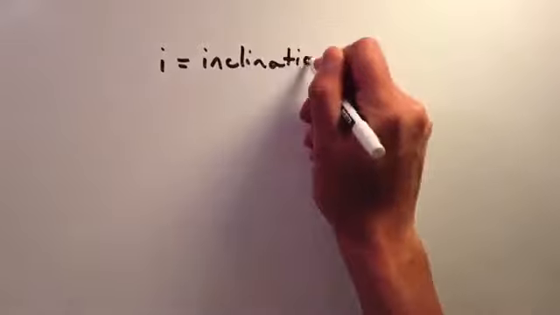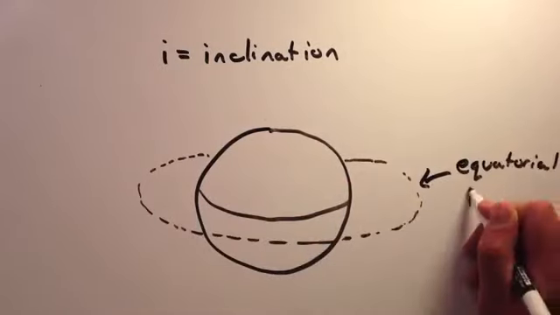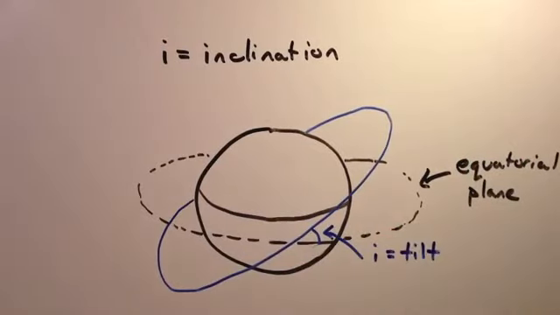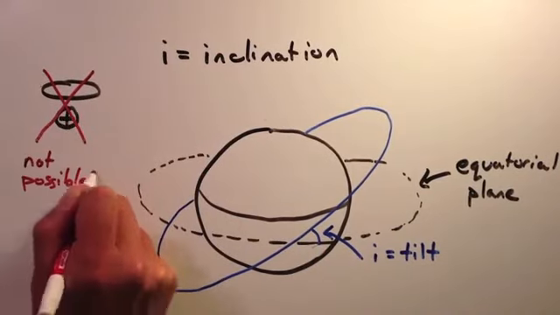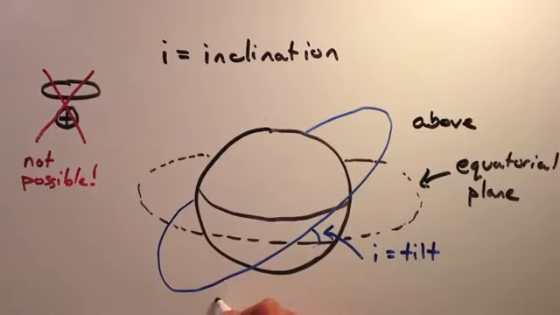I is the inclination of the orbit. This parameter describes the tilt of the orbital plane. When a satellite orbits the Earth, its orbit is always balanced about the center of the Earth. It's not possible for the satellite to travel in a halo pattern as depicted here. Instead, if the orbit is tilted, it will spend a certain amount of time above and below the equatorial plane.